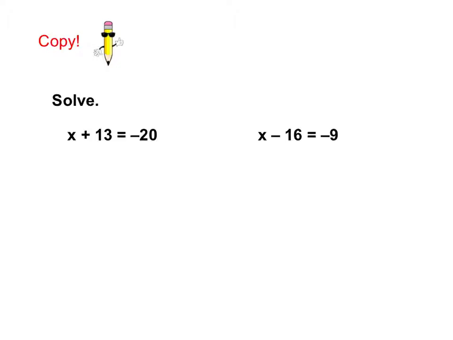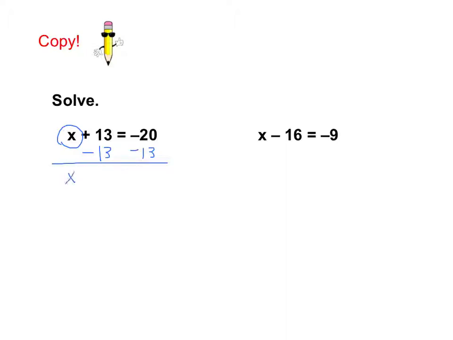So the first equation, I'm going to go ahead and rescue the variable. We're going to eliminate the enemy. The enemy is the one that's always next to the variable, that's being added to or subtracted from the variable. So here I'm going to eliminate the 13 by using the inverse operation. The inverse of addition is subtraction. So I'm going to go ahead and subtract 13. Now whatever you do to one side of the equal sign, we're going to do to the other side of the equal sign.